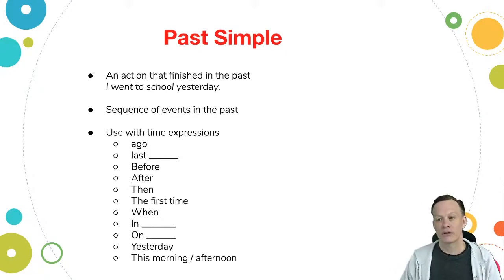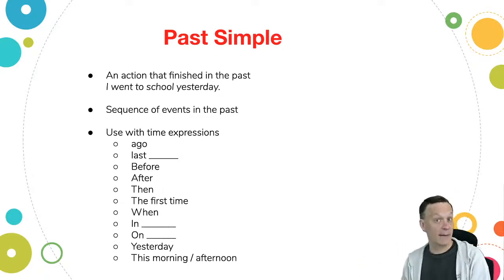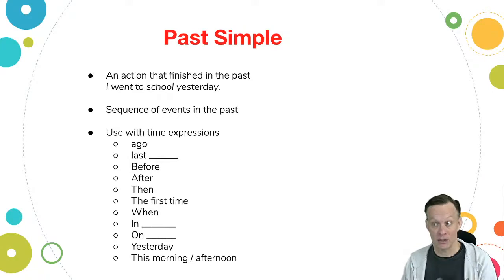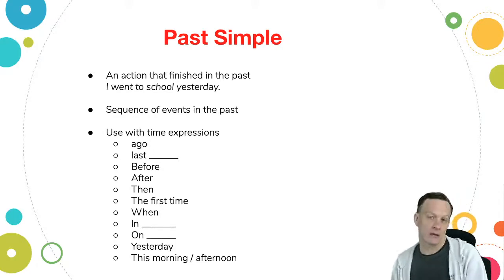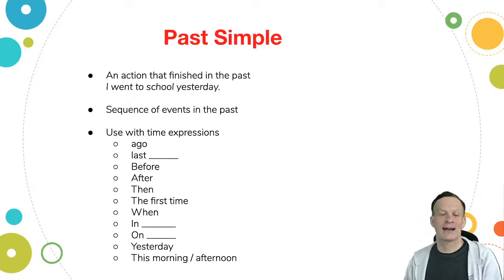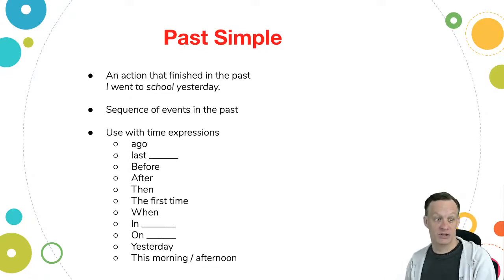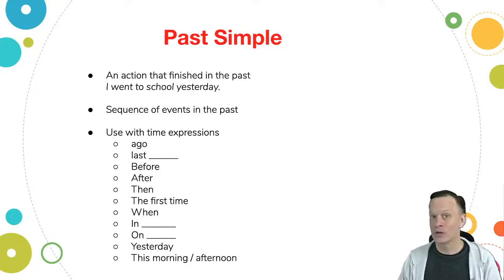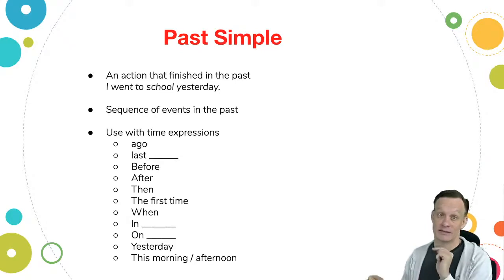Before, after, then. The first time I saw him, he was very happy. The first time. When, and we will see more about when in a little bit. In, so for example, in March, in January, in December. In December, it didn't snow at all in Valencia, for example. On Tuesday, remember in and on, the prepositions for time. Yesterday, last night, this morning, this afternoon.